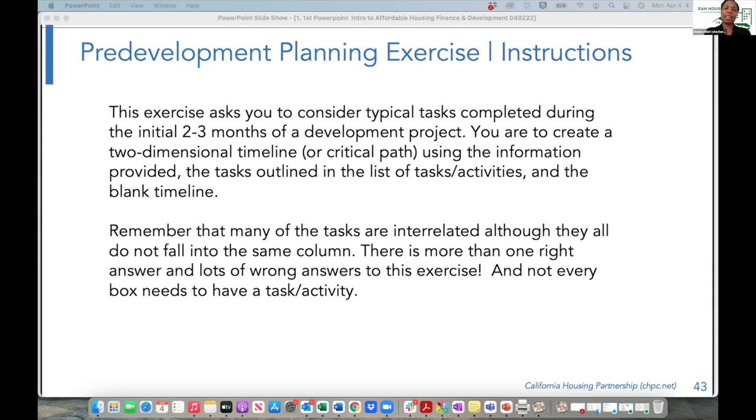So this exercise asks you to consider typical tasks completed during the initial 1 to 2 to 3 months of a development project. You're to create a two-dimensional timeline or critical path using the information provided: the tasks outlined in the list of tasks and activities and the blank timeline. That's what was just provided to you in the Zoom chat, and I believe it'll be posted in the HOVA chat as well. Remember that many of the tasks are interrelated, although they do not all fall into the same column. There is more than one right answer and lots of wrong answers to this exercise, and not every box needs to have an activity.